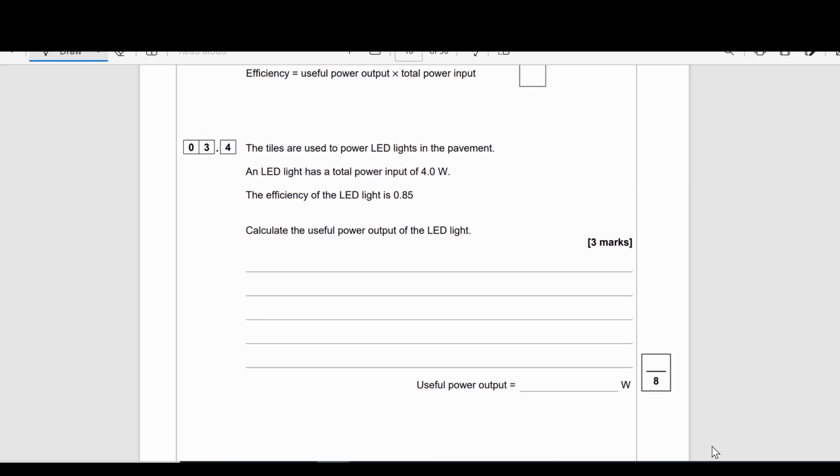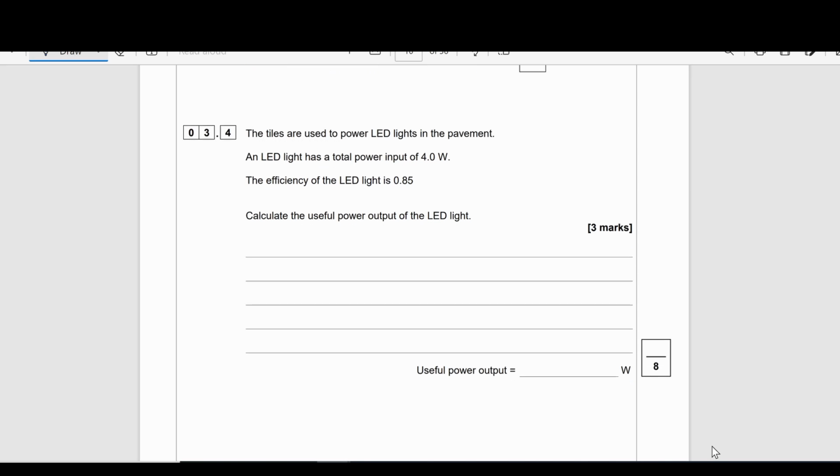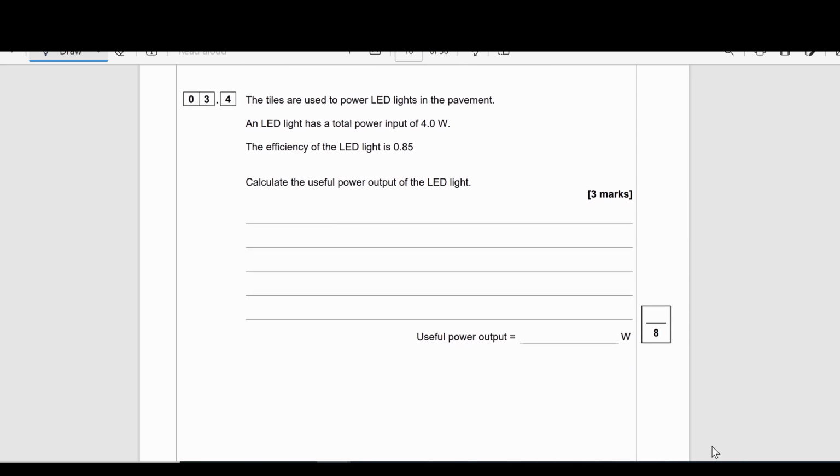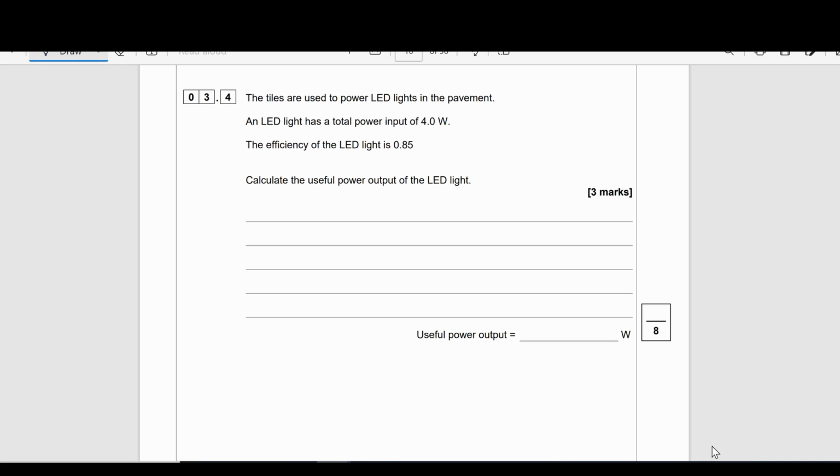3.4. The tiles are used to power LED lights in the pavement. An LED light has a total power input of 4.0 watts. The efficiency of the LED light is 0.85. Calculate the useful power output of the LED light. 3 marks. So again, we're going to use the same format as we did previously.